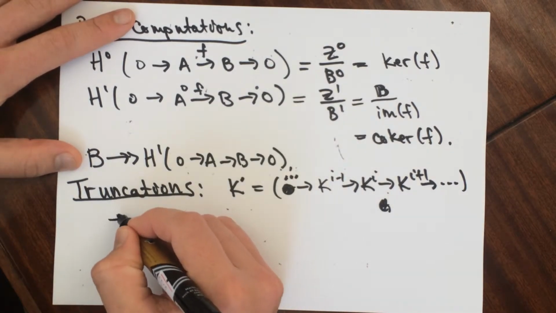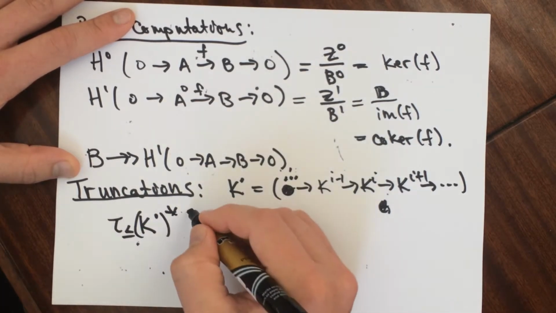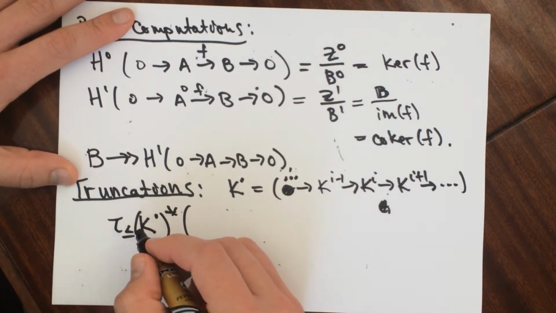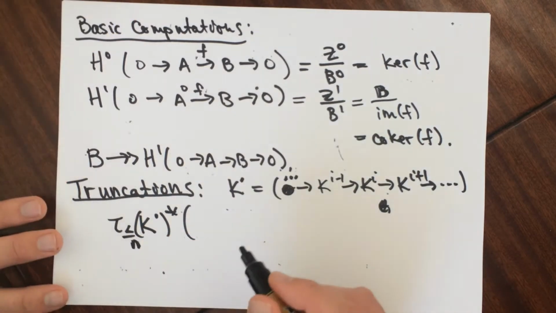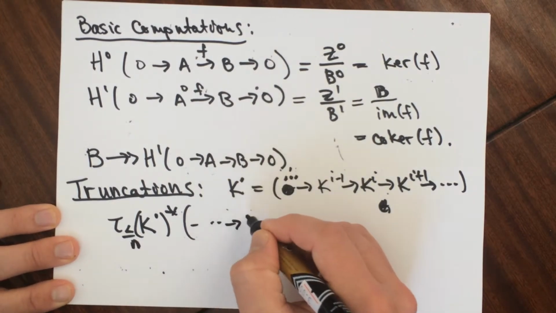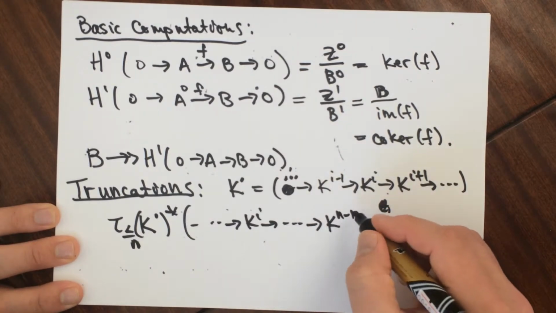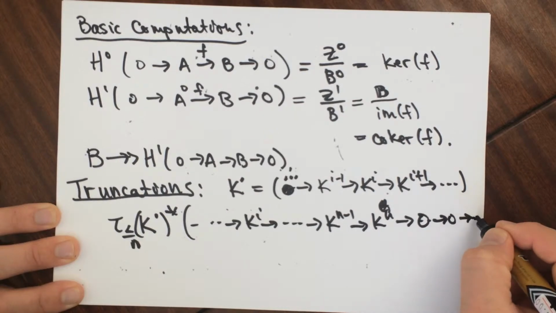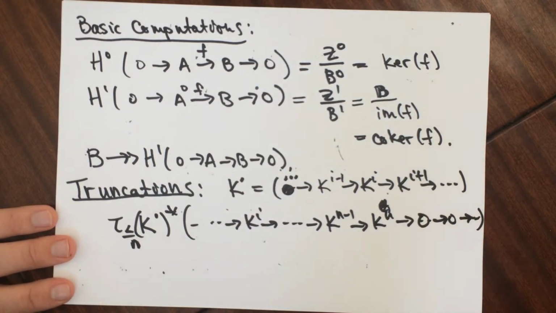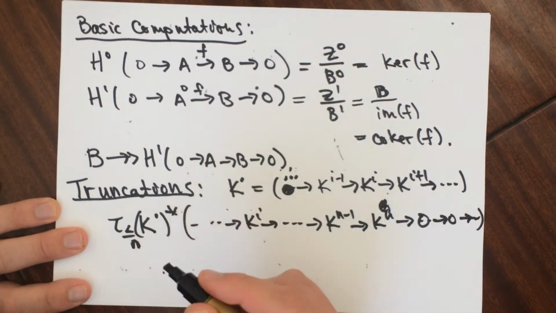So what we can do is define a new complex, the truncation of K. We take our complex and truncate it. This is tau less than or equal to n, and what it does is copy everything up to n. So we go to n minus 1, then we have K^n, and then it's 0 from then on out. All it does is truncate. It does exactly what you think it would do. It's stupid.